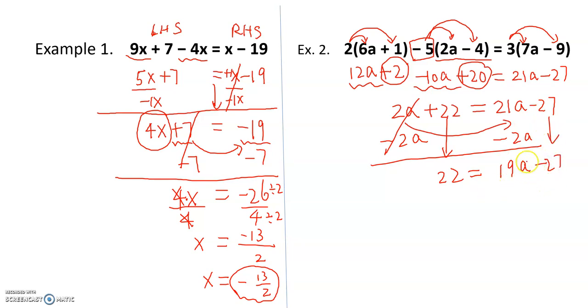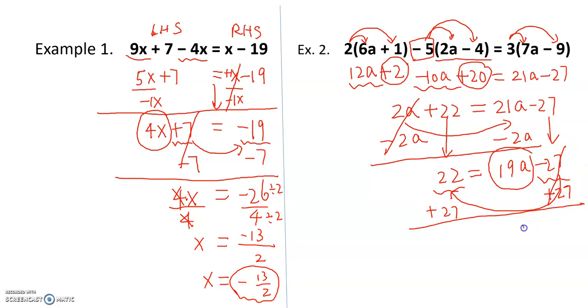Okay, now we already moved all the variables to the right-hand side. So we need to move all the constant terms, the numbers, to the other side, the left-hand side. So when you move negative 27 to the left, you're going to get a positive 27. Or, if you don't remember this rule, just add 27 to both sides. One to the left, one to the right. Since negative 27 plus 27 cancel each other, we end up with 19a on the right-hand side and 49 on the left-hand side.